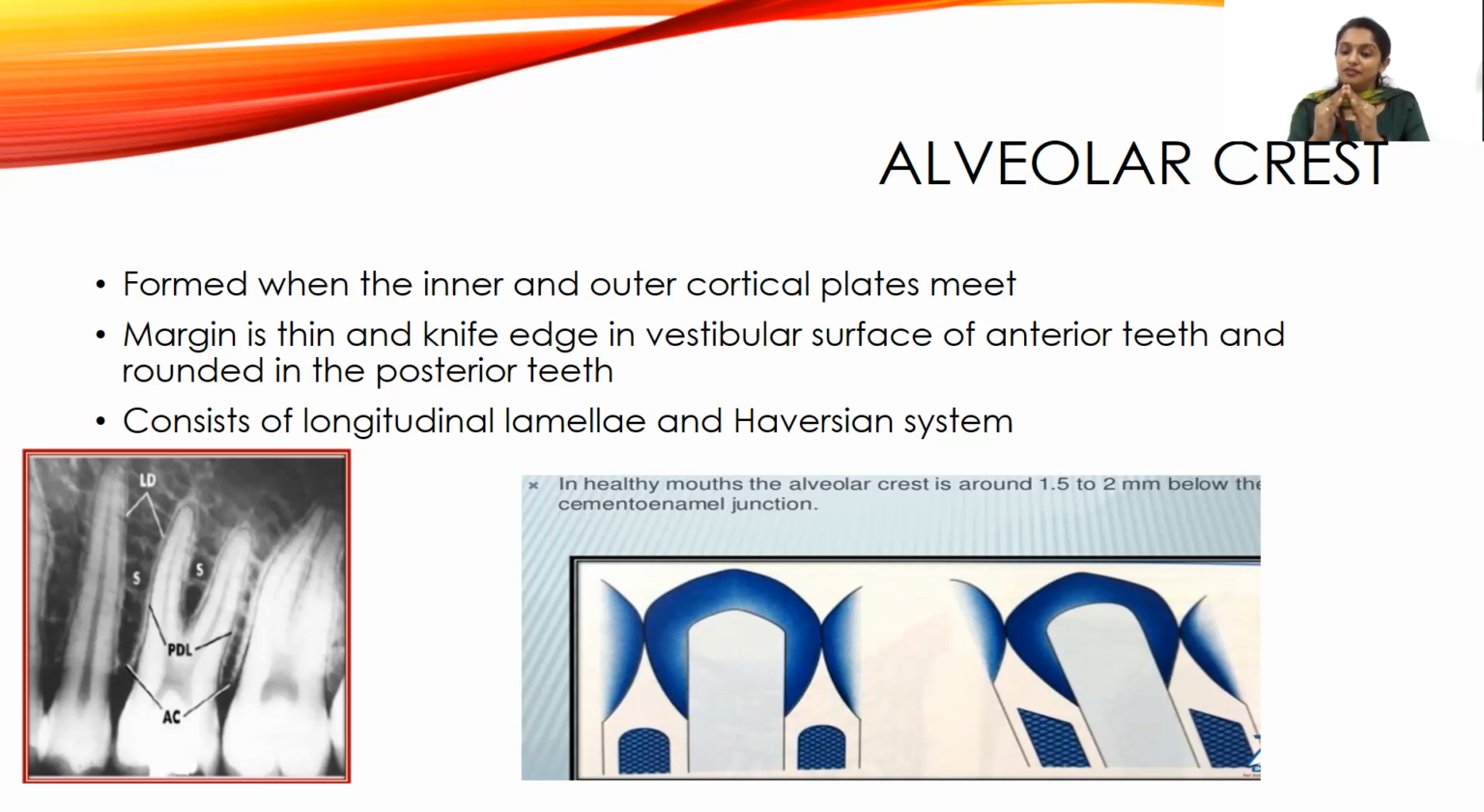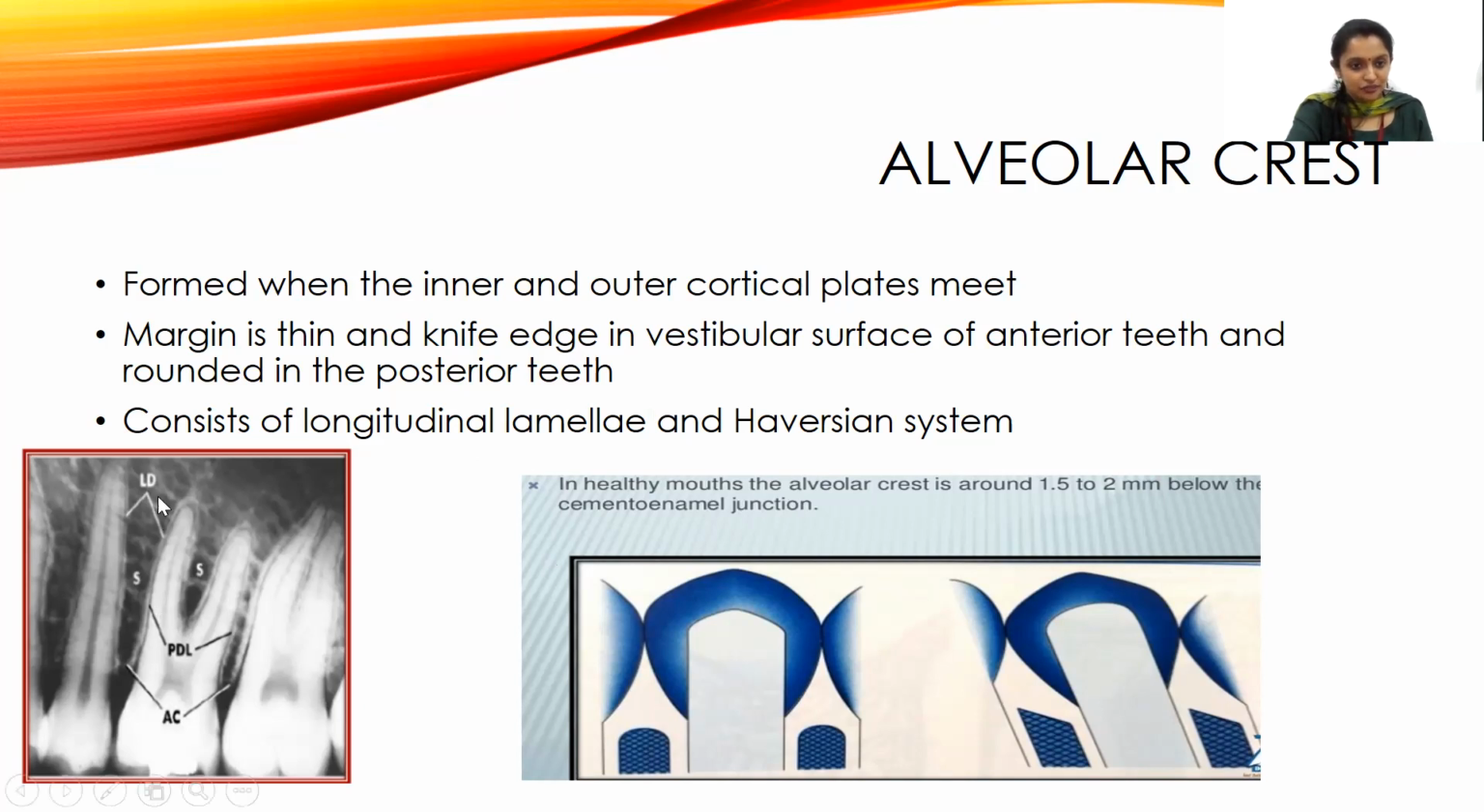The margin is thin and knife-edged on the vestibular surface of the anterior teeth, whereas it is rounded towards the posterior teeth, and it consists of longitudinal lamellae and Haversian system. In a healthy mouth, the alveolar crest is around 1.5 to 2 millimeters below the cemento-enamel junction.